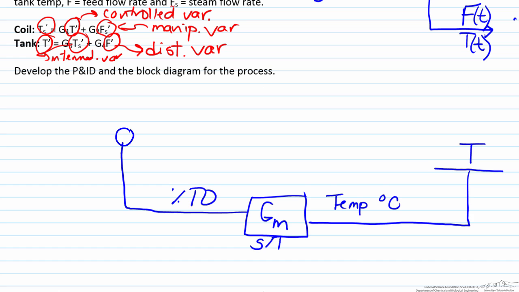In order for the controller to make a decision, it has to compare the actual value to the set point. So we're going to have our set point temperature here, and then we're going to need a gain in order to convert that into percent transmitter output. Again, here the units will be percent transmitter output, while for the set point of the temperature, units will be in degrees Celsius. So we need some way to convert units. That's what the KM block does.